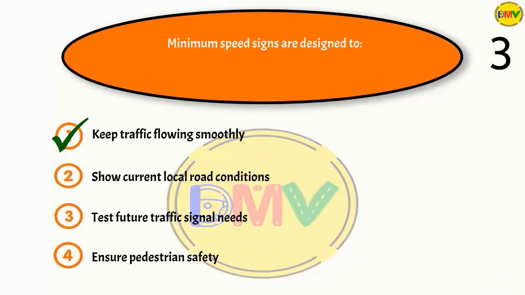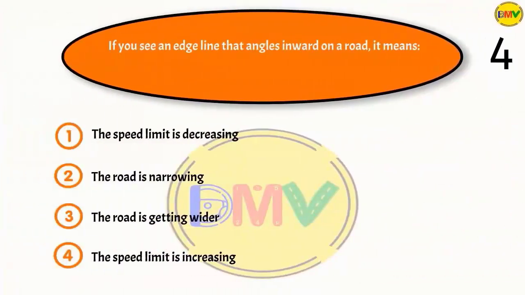The correct answer is 1. To keep a smooth traffic flow, some highways have minimum speed limits. If you drive more slowly than the minimum speed limit, you can halt the traffic flow and create dangerous conditions. Even if there is no posted minimum speed limit, those driving too slowly can be dangerous and may receive a citation.